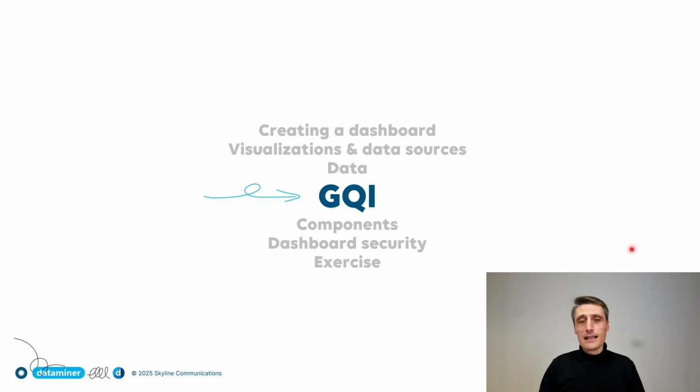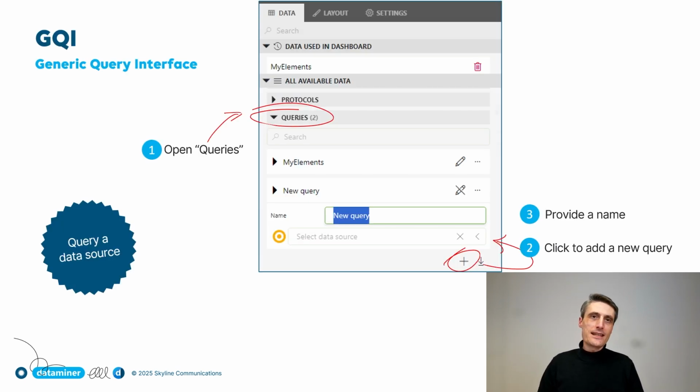Now let's take a look at that GQI. GQI is short for Generic Query Interface. What is a Generic Query Interface? Well, that's a special section available within the available data that is called queries. That's the generic query interface that is leveraged in there.